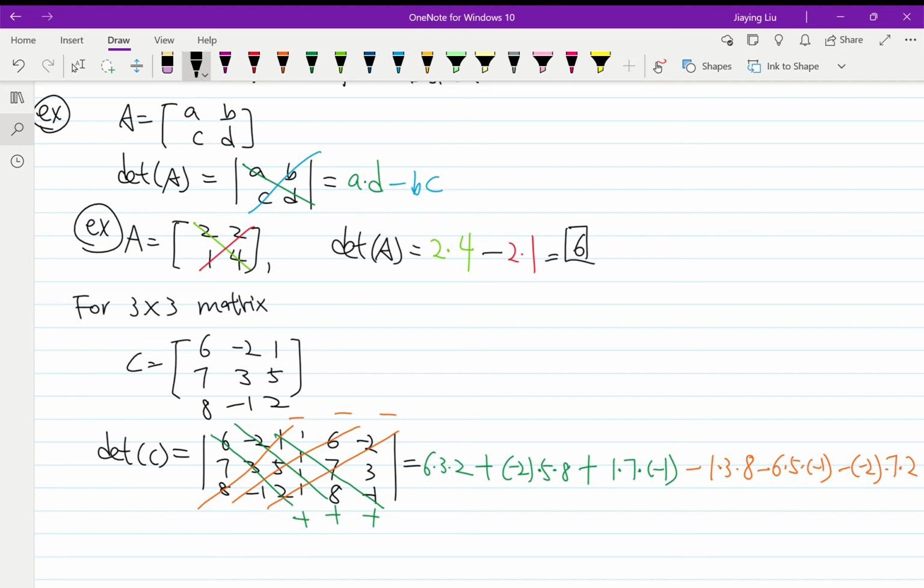Any questions about what I did? Yep. Oh, this part? No, not that. When we wrote it out, we had 6, 7, 8, negative 2, 3, negative 1. You didn't put the last one. Correct.